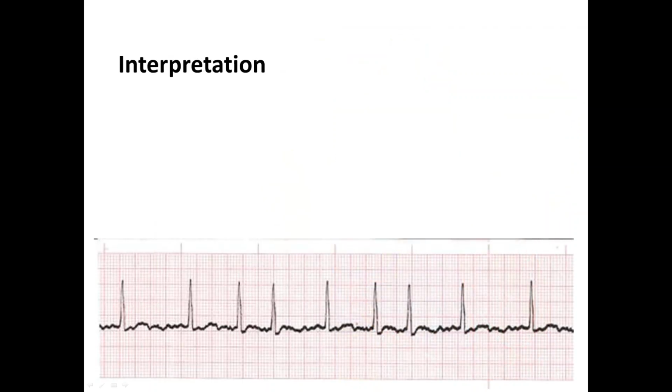So when going to interpret a rhythm, the first thing I like to do is look at the regularity. Looking at this strip, the distance between our QRS complexes is not the same. It changes, and it doesn't seem to change with any sort of pattern either. So this is clearly an irregular rhythm.